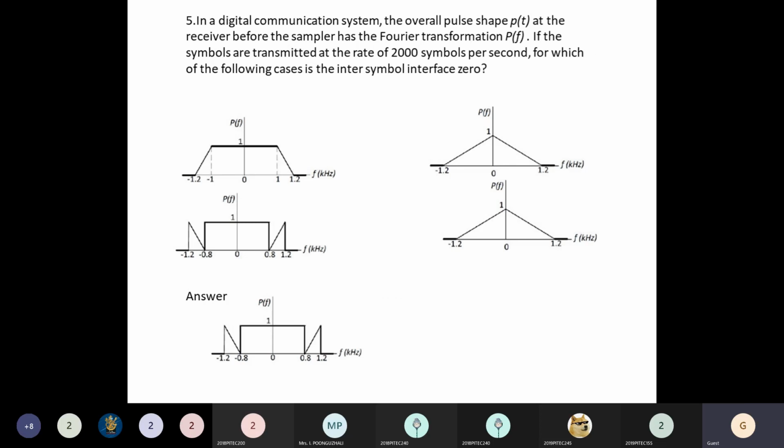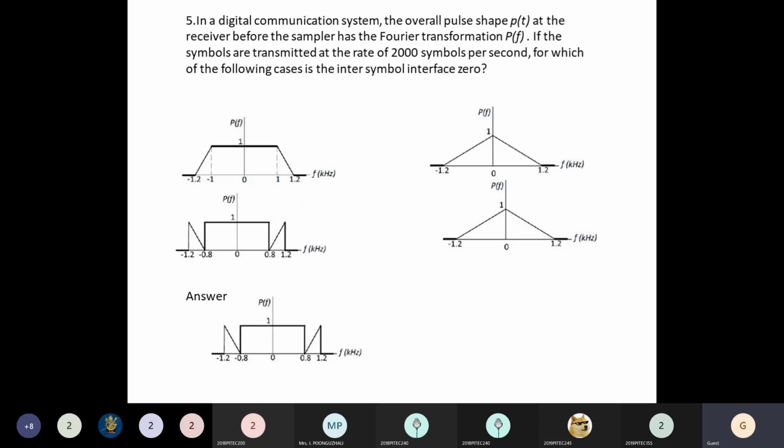In a digital communication system, the overall pulse shape p of t at the receiver before the sampler has the Fourier transform P of f. If the symbols are transmitted at the rate of 2000 symbols per second, for which of the following cases is the intersymbol interference zero? By seeing this diagram, we have to find out which waveform has ISI zero.